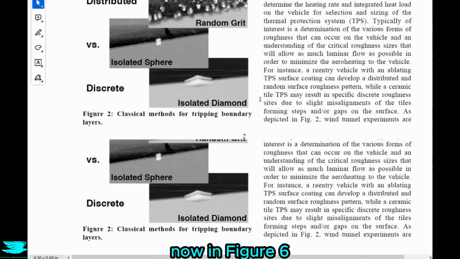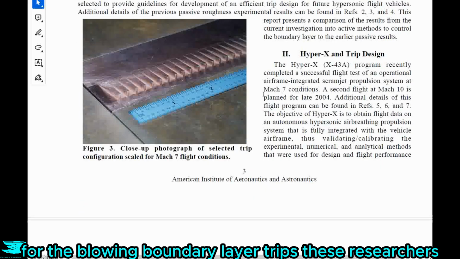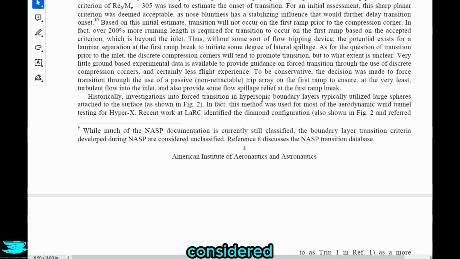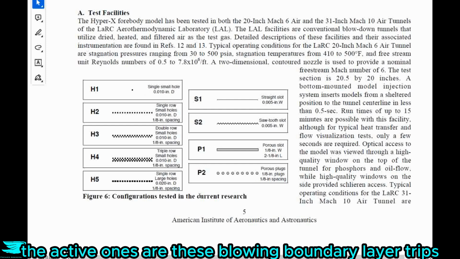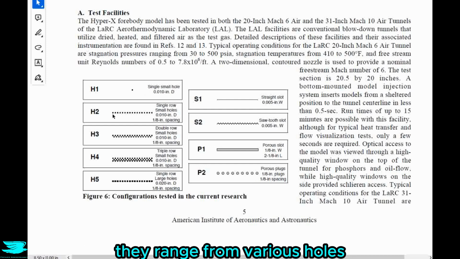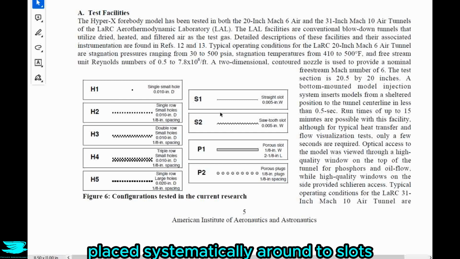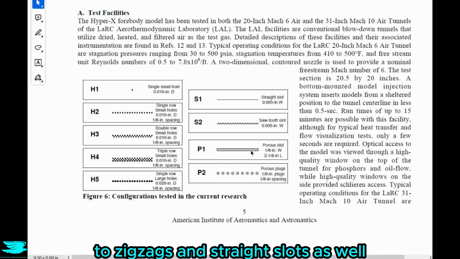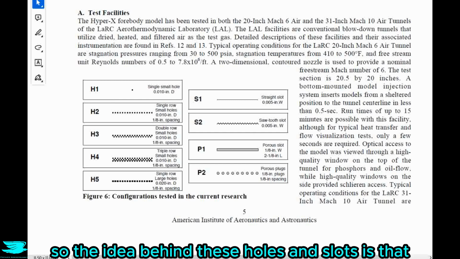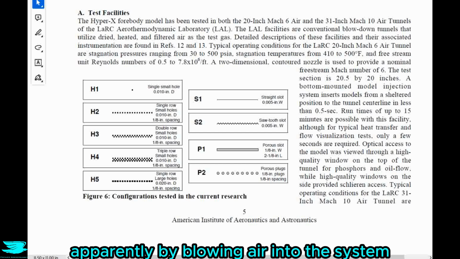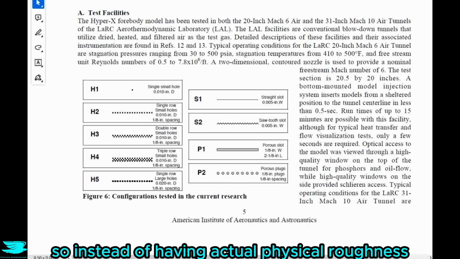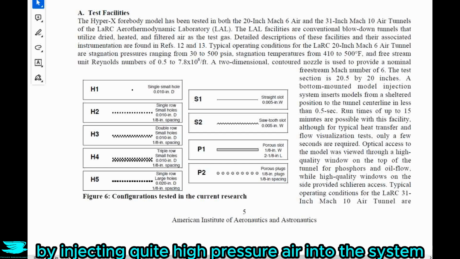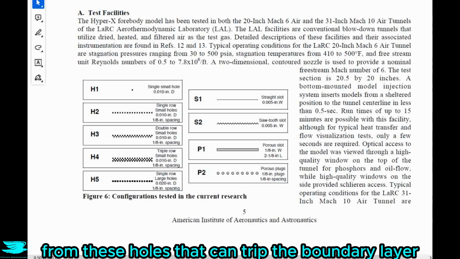Now in figure 6, we see the different configurations for the blowing boundary layer trips that these researchers considered. So as I mentioned, they did passive and active. The active ones are these blowing boundary layer trips. They range from various holes placed systematically around to slots to zigzags and straight slots as well. So the idea behind these holes and slots is that apparently by blowing air into the system, these trips act very similar to passive spheres on a surface. So instead of having actual physical roughness, by injecting quite high pressure air into the system from these holes, that can trip the boundary layer.